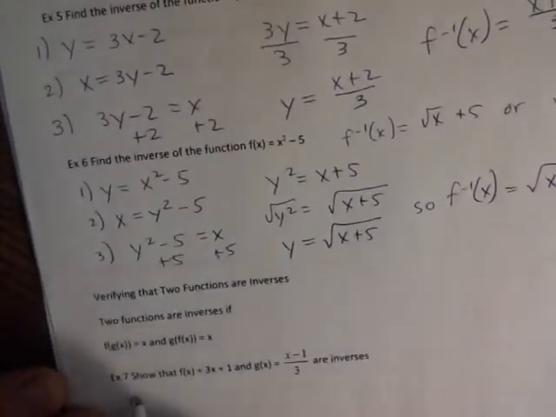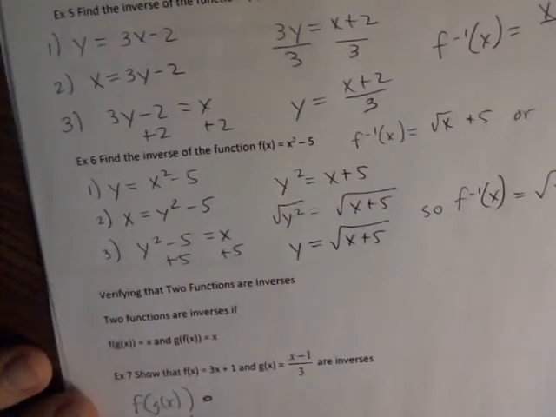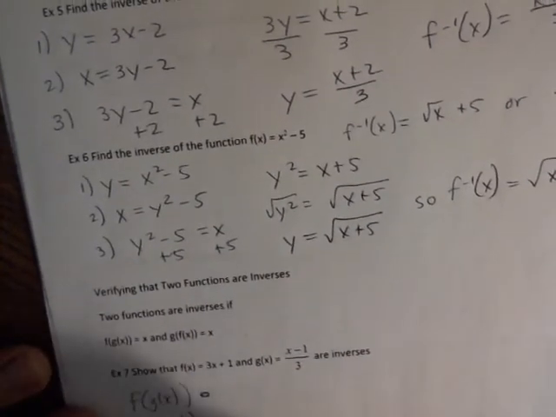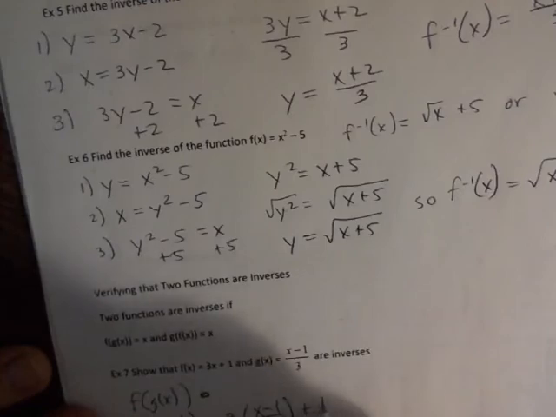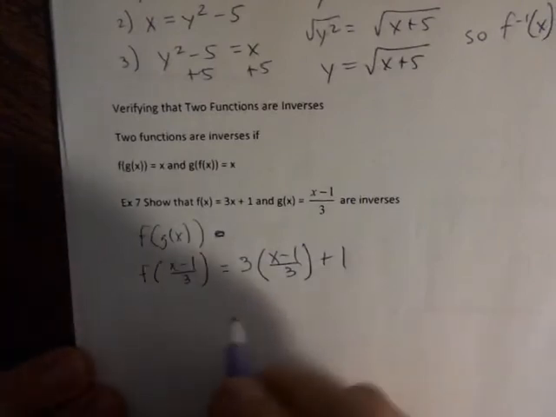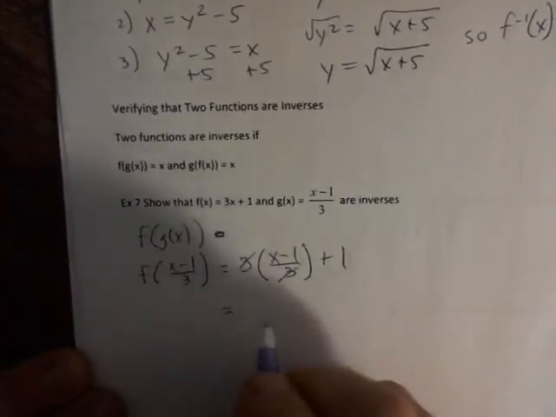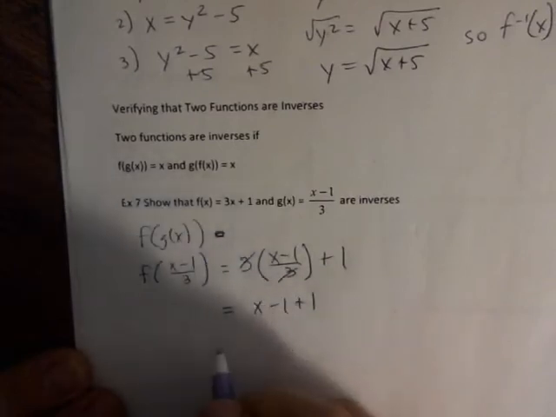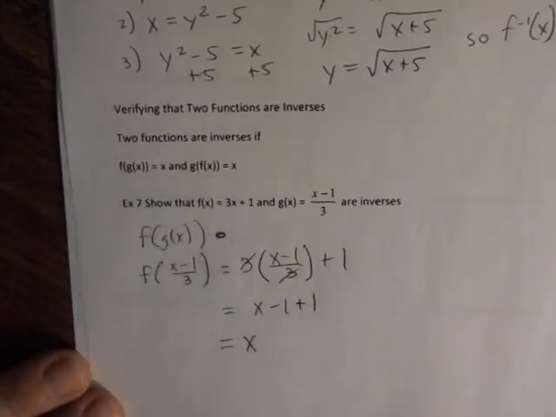So if I'm going to show that f of x and g of x are inverses, I'm going to find the composition of f of g of x, which is f of x minus 1 over 3. So I substitute. And I simplify. So the 3's cancel. Minus 1 plus 1 cancel. And I end up with x.